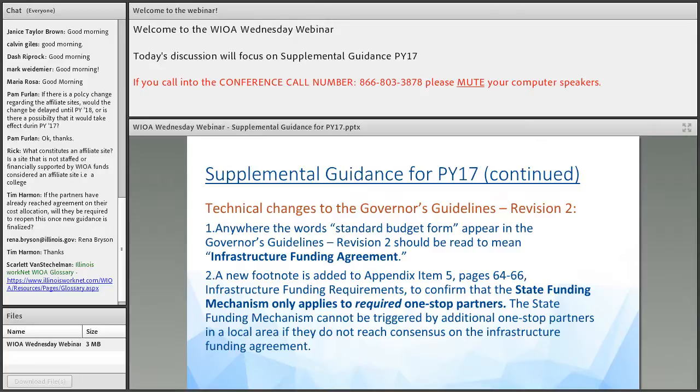So if those non-required partners are the ones who don't agree to the infrastructure costs, they alone are not going to kick the whole local area into an impasse and require the state funding mechanism. The bottom line is that only required partners who don't agree would trigger the impasse and the state funding mechanism.